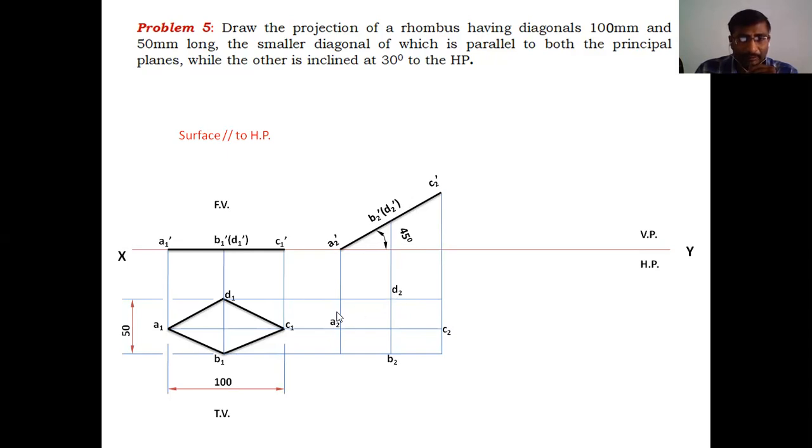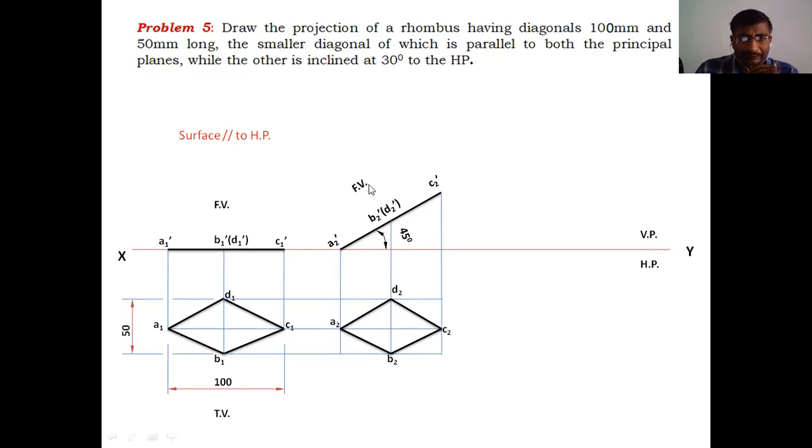So by joining all these points, we will get the second stage, or second position, top view after rotating the surface along a diagonal with HP. Join A2 and B2, B2 and C2, C2 and D2, and join A2 with D2. This is the rhombus, a reduced size of rhombus, when the surface is inclined to HP.